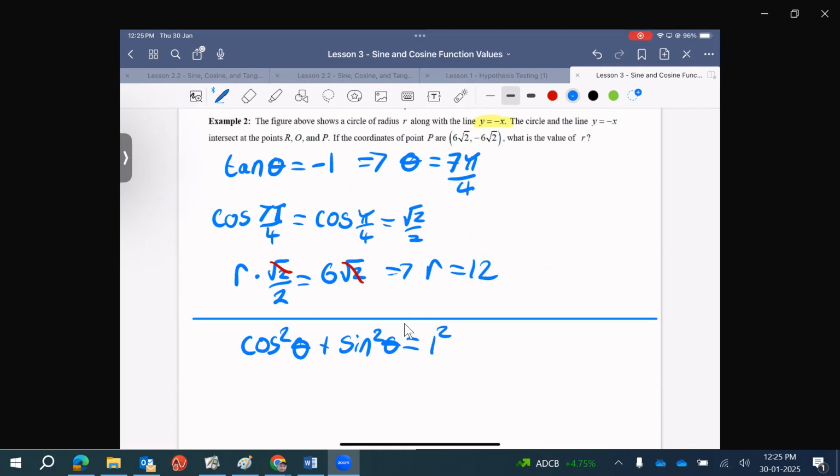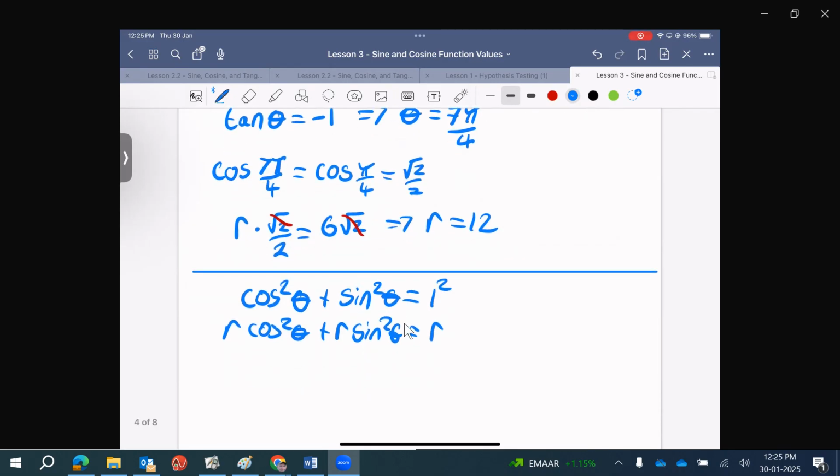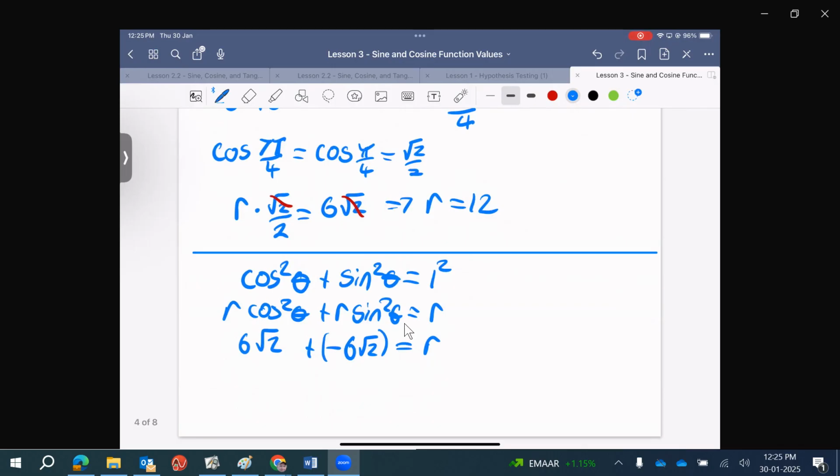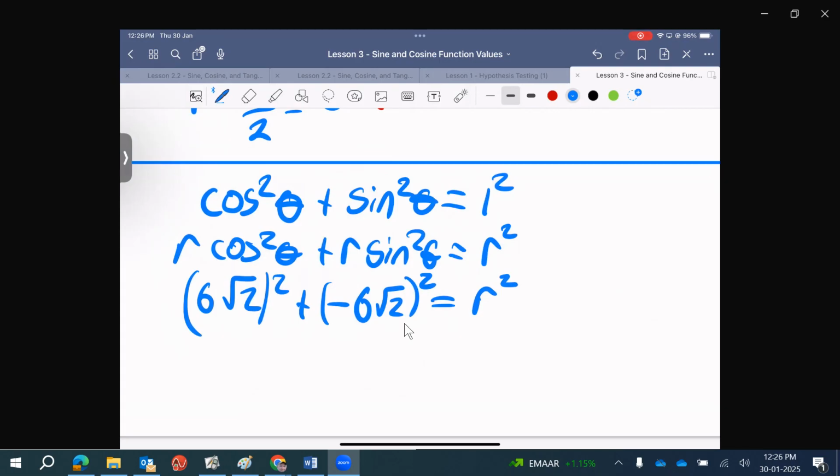I just did 6 root 2 all squared plus minus 6 root 2 all squared. This gives us r sine squared theta equals r, which means that 6 root 2 plus negative 6 root 2 is equal to r. Not quite, no, the next one is squared, and that one is also squared. Because then we get 36 times 2 is 72, plus 36 times 2 is 144 squared.